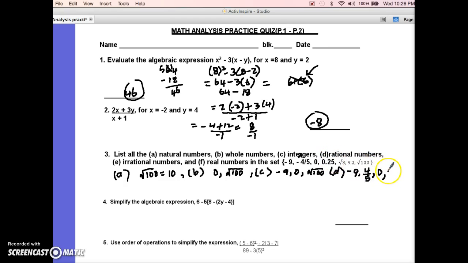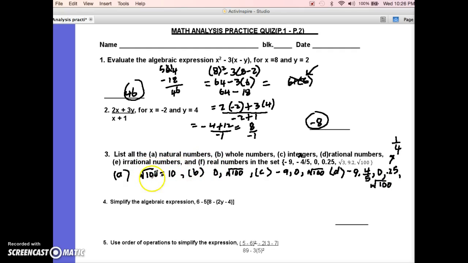0.25, you might contend with that, but 0.25 is the same as 25 cents. It's a quarter, so 1 over 4. And then, of course, square root of 100, which is 10, or 10 over 1. So we've got a big list here. What else do we have?